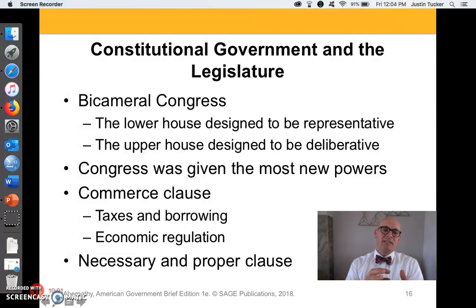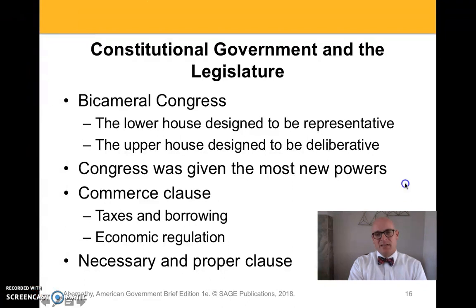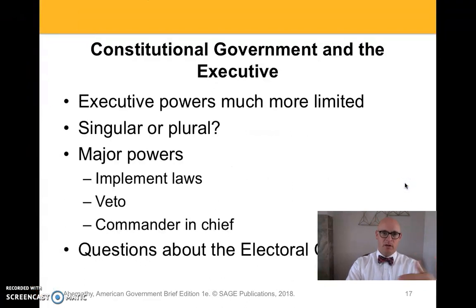They also were given this thing called the Necessary and Proper Clause, which meant if they needed to set up a government agency in order to enforce the law, that was necessary for that law, and it was proper in order to implement the law. So the Necessary and Proper Clause gave power to the legislature to give them the ability to implement the laws.